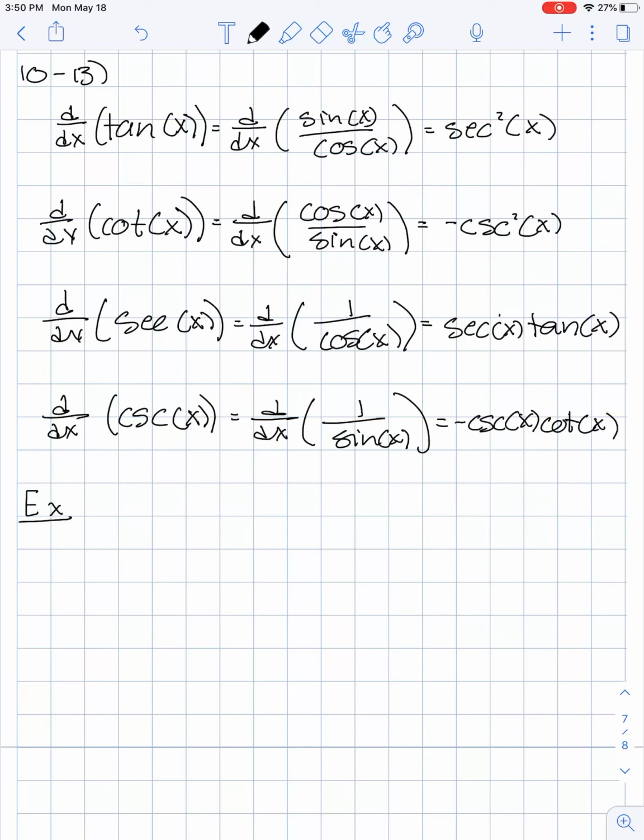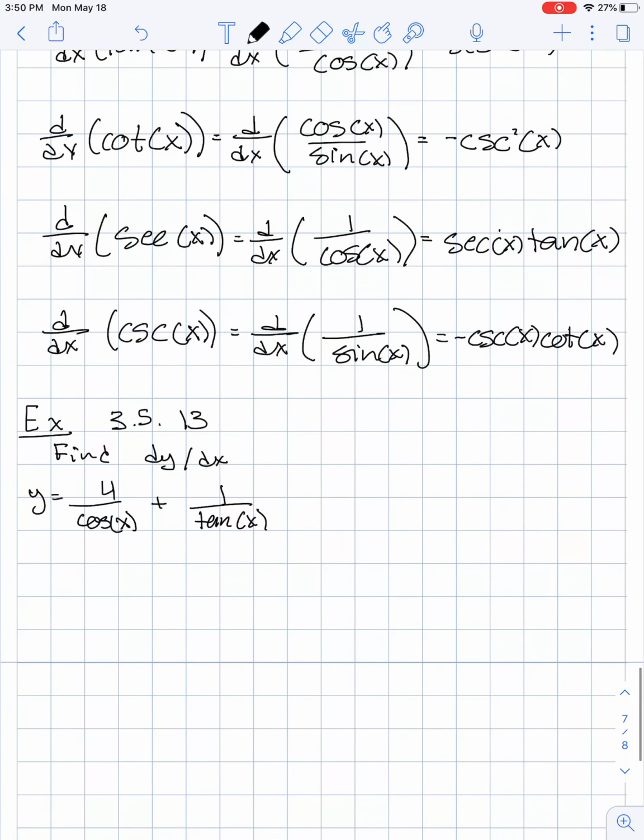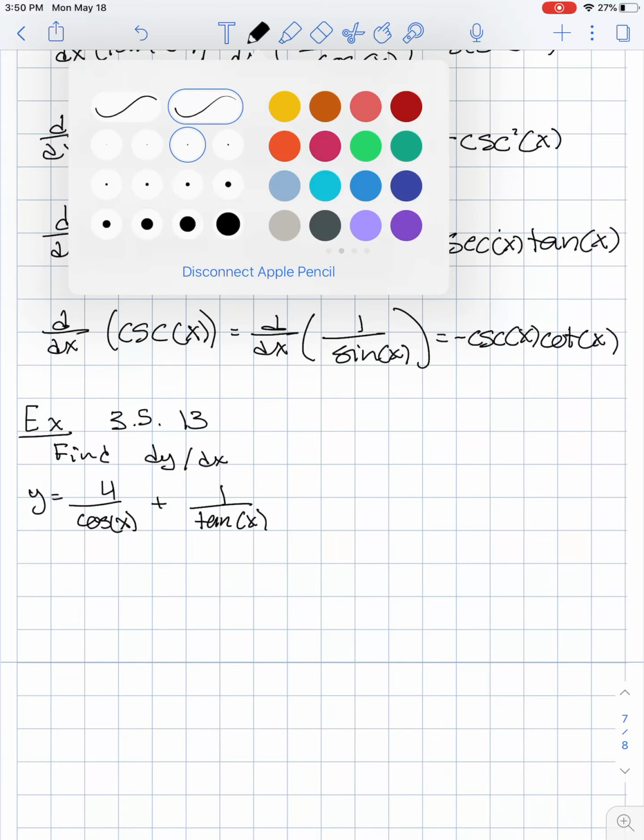So let's do a few examples because, since we can simplify four of these trig functions into sine and cosines, sometimes one answer might look very different than another, but they're the same answer. So for 3.5.13, we're asked to find dy dx, the derivative of y with respect to x. So we're given that y equals 4 divided by cosine x plus 1 over tangent of x.